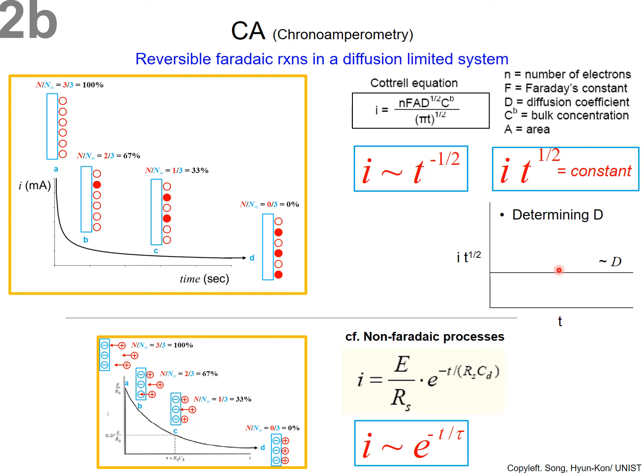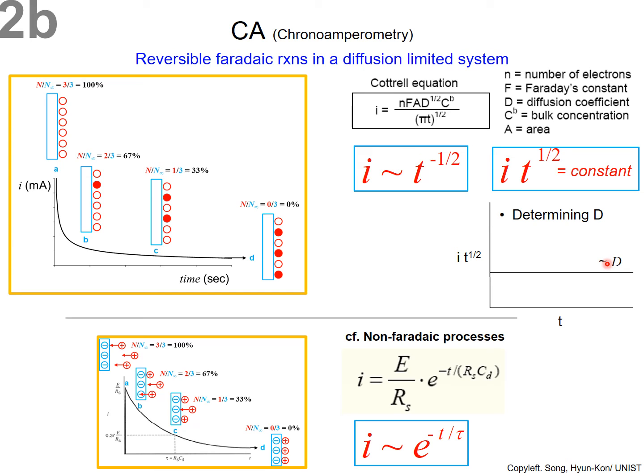Let me check the Cottrell equation again. Here is the current. This is the experimental data. How about time? Also experimental data. And the number of electrons transferred is usually known from the electrochemical reaction equation. Faraday constant, area of electrode, you should know about that, and bulk concentration, you have made it. So diffusivity could be calculated from the Cottrell constant. So you can obtain the diffusivity.